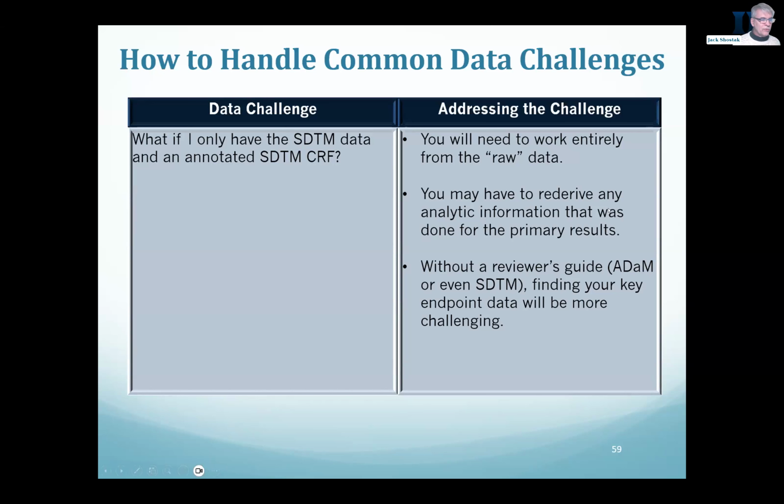So knowing how they did it is key, because if I'm trying to rederive things and I'm already battling through the anonymization resolution issue on my data, and I don't know exactly how the original authors derived their result, it can get really hard. So again, this is a plug: try to look at the analysis datasets as you can. Try to look at the reviewers' guides if you can. If you have the SDTM and the annotated CRF, you're going to be okay. It's just going to be a little bit harder.